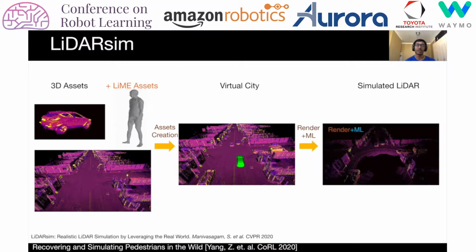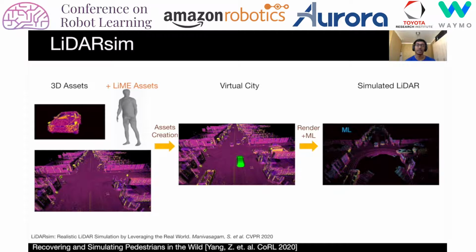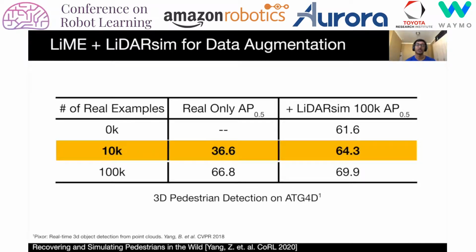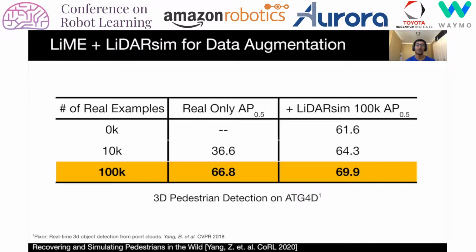With our new bank of pedestrian sequences, we can apply motion retargeting to reanimate the pedestrians in a new scene, and then use a sensor simulation system to evaluate autonomy systems. We use a high-fidelity LiDAR simulation system, Lidar Sim, to reconstruct urban city scenes and simulate sensor data for pedestrian scenarios. Using LIME assets in Lidar Sim, we can perform data augmentation to significantly boost pedestrian detection performance for models trained with both small and large amounts of real data.